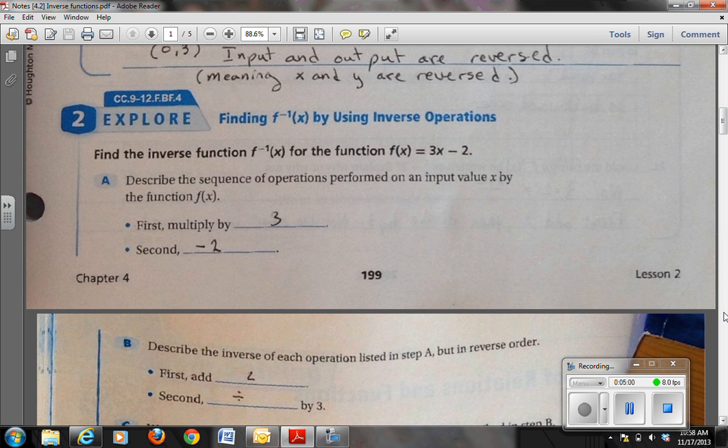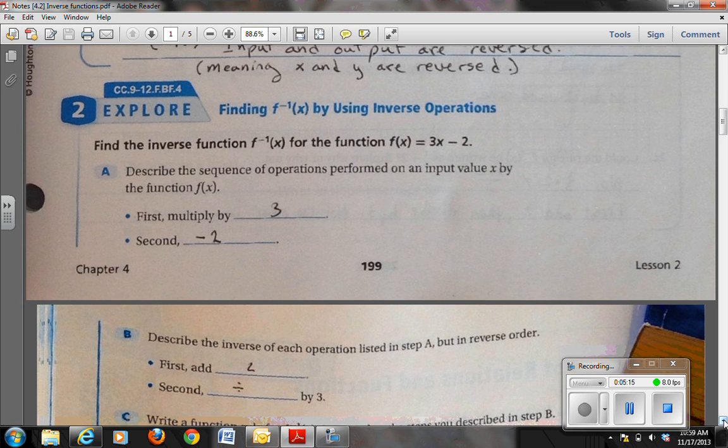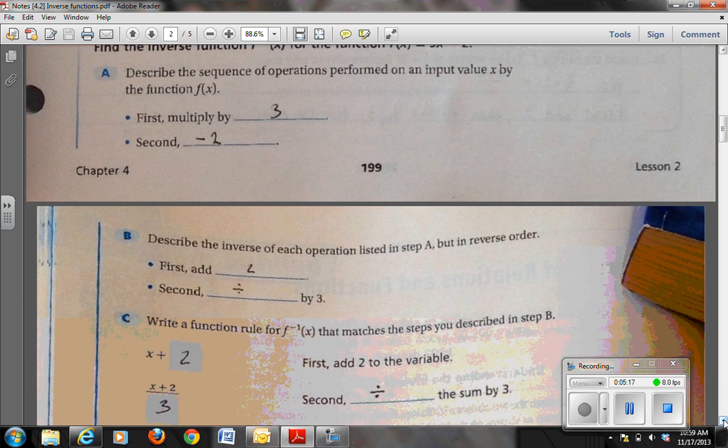In part A, they say to describe the sequence of operations performed on the input value of x for the function. Thinking about what 3x minus 2 does: first, you take your value of x and multiply it by 3, and then you subtract 2. Pretty straightforward. To do the inverse, you basically have to reverse this. Part B says to describe the inverse of each operation listed in step A, but in reverse order.